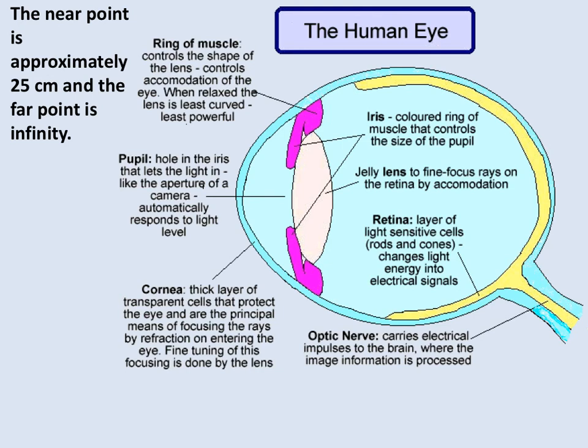The pupil is a hole in the iris that lets the light in, like the aperture of a camera, and it automatically responds to light levels. So it will grow larger if there's lower light levels, and it will grow smaller if it's very bright.